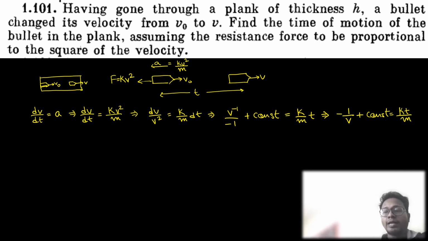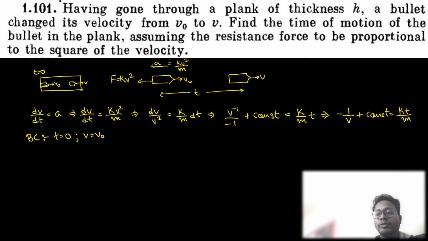Now out here we have to put the boundary condition at t is equal to 0. At t is equal to 0, velocity is equal to v naught. So let's put v naught out here and t is equal to 0 out here. We get the value of the constant is equal to 1 by v naught. When you put v naught and t equal to 0, the value of the constant is 1 by v naught.